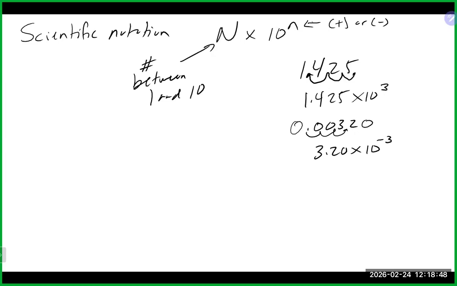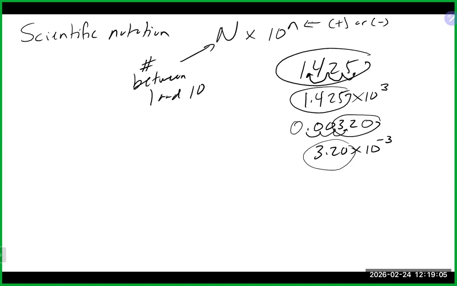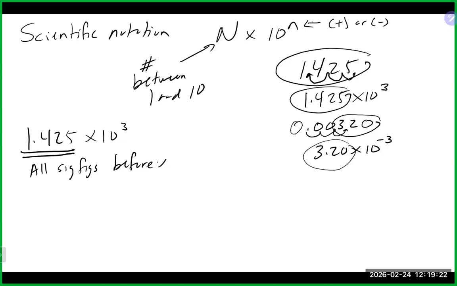We keep the 0 in that case because when you take a number from regular decimal form to scientific notation, you should not lose any significant figures along the way, right? So this one has 4, which is why we kept all of them. This one has 3, which is why we kept all 3 of them. By the way, when you write a number in scientific notation, all the numbers before the times 10 part are significant figures. So these are all sig figs before the times 10 part.